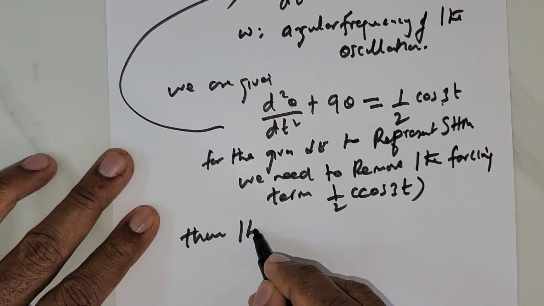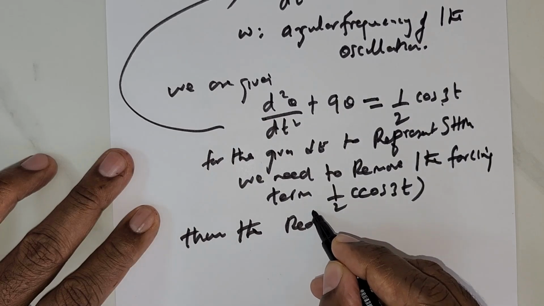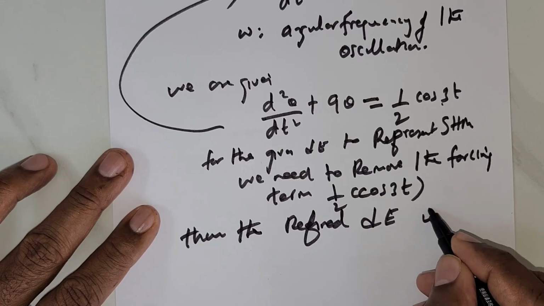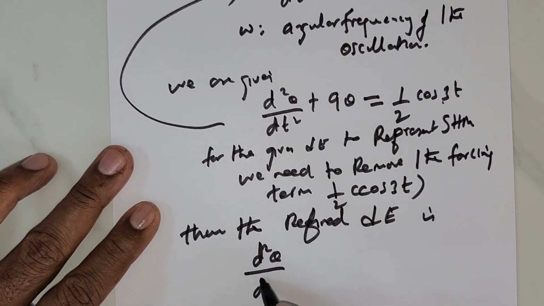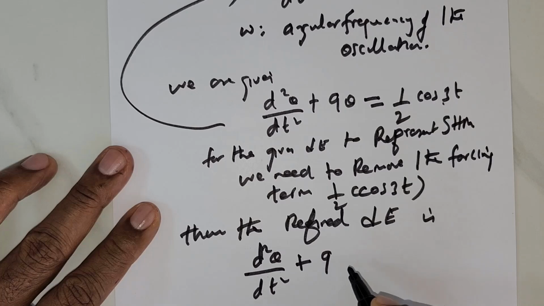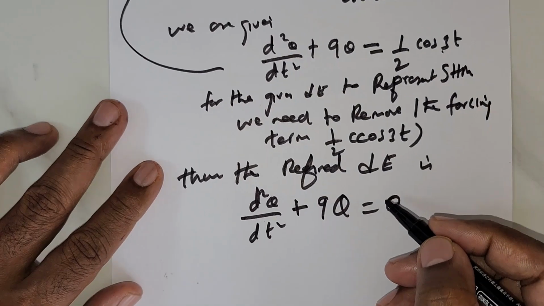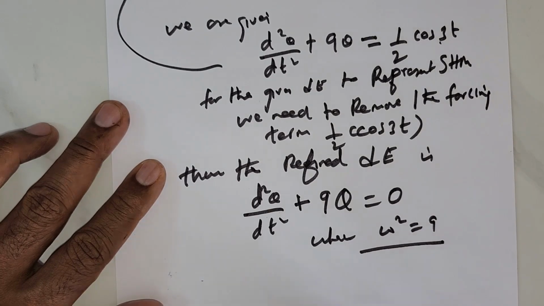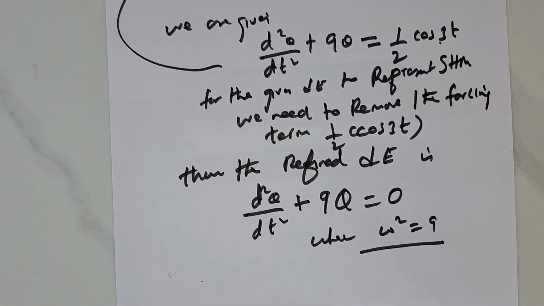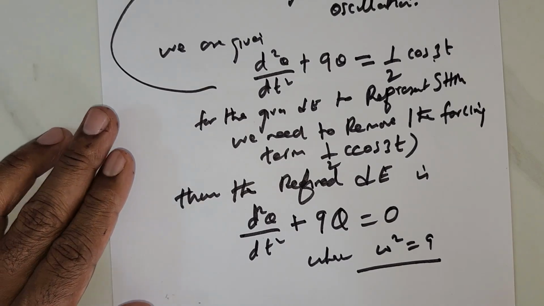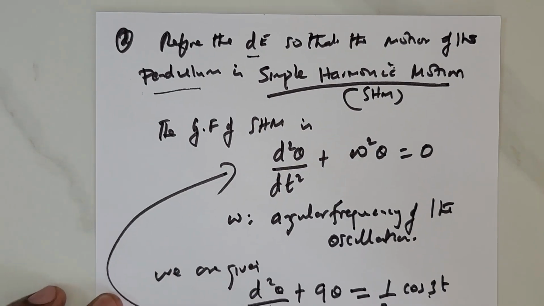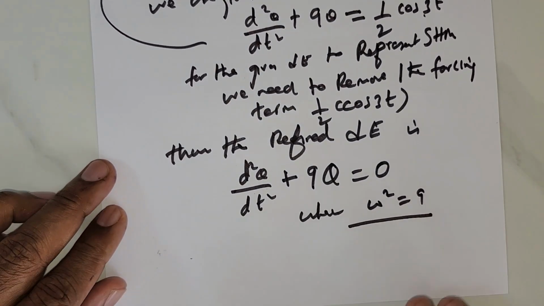Thus the refined differential equation is d square theta divided by dt squared plus 9 times theta is equal to 0, where omega squared is equal to 9. So that is the final answer that you will have to give. And this is a beautiful question. The last question, question number 10, is really a high powered one.